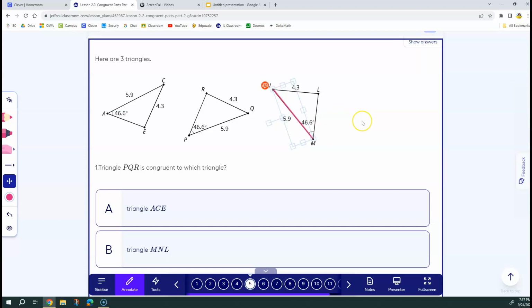Again, eyeballing it is not going to work. Okay, so this one matches up. Okay, cool. So they both match that PQ, P to Q segment. The sides that are labeled 5.9 are matching up.